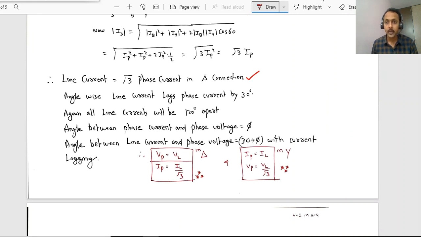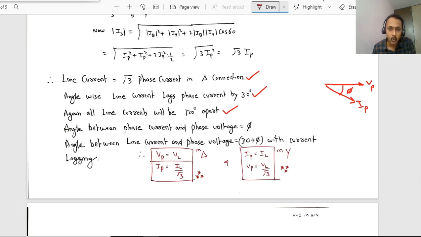Another important observation you can make is, angle wise, line current lags the phase current by 30 degrees. One more observation, all the line currents are 120 degrees apart from each other. And if this is the phase voltage and this is the phase current I phase, the angle between the phase voltage and phase current is phi. Similarly, the angle between line current and phase voltage is 30 plus phi with the current lagging. So these are the four important observations.